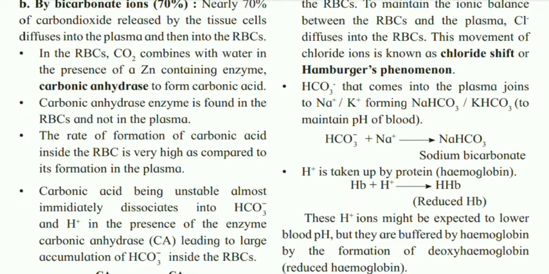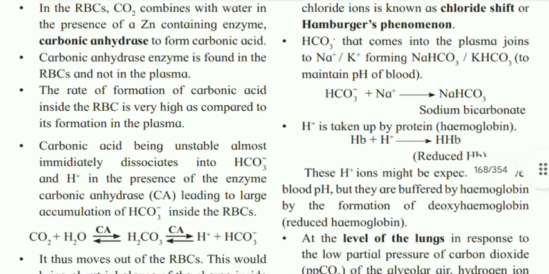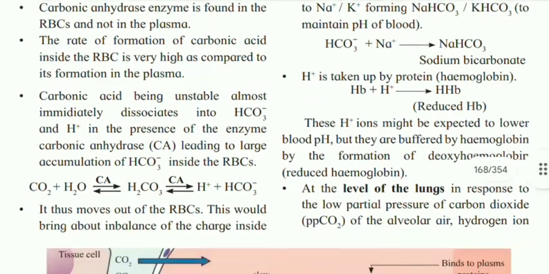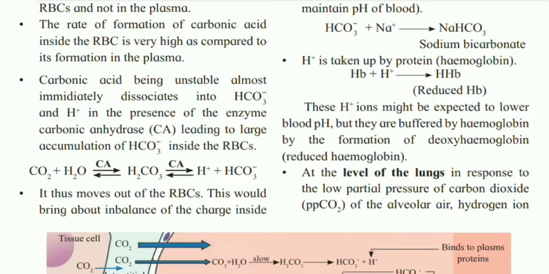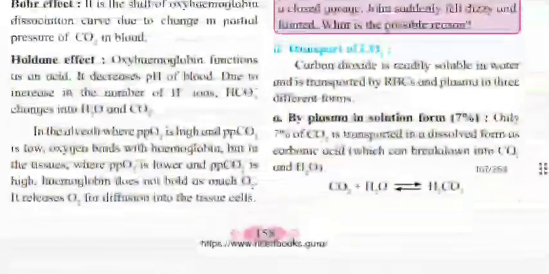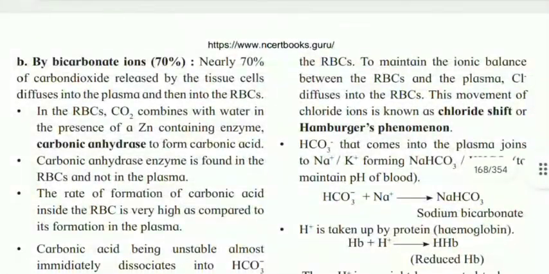The rate of formation of carbonic acid inside the RBC is very high as compared to its formation in the plasma. Carbonic acid, being unstable, almost immediately dissociates into HCO3- and H+ ion in the presence of the enzyme carbonic anhydrase, leading to large accumulation of HCO3- inside the RBC. It thus moves out of the RBC. This would bring about imbalance of charge inside the RBCs. To maintain the ionic balance between the RBCs and the plasma, chloride diffuses into the RBCs. This movement of chloride ion is known as chloride shift or Hamburger's phenomenon.